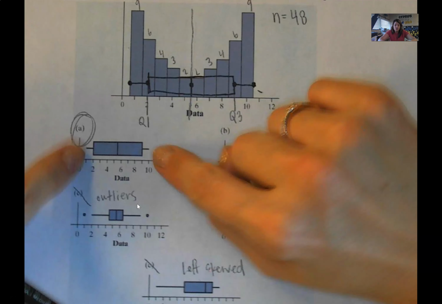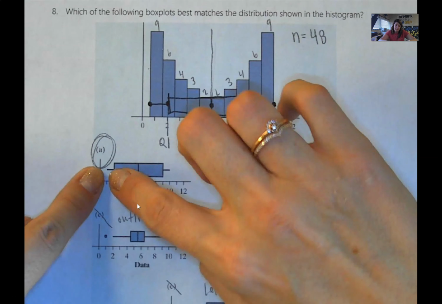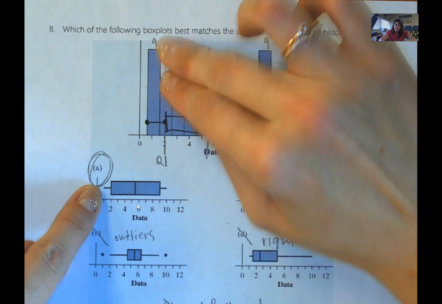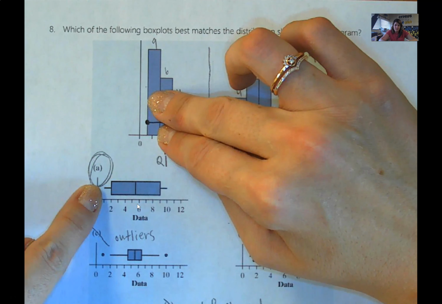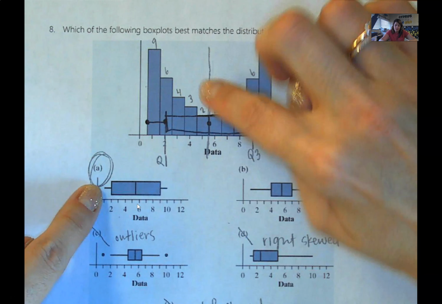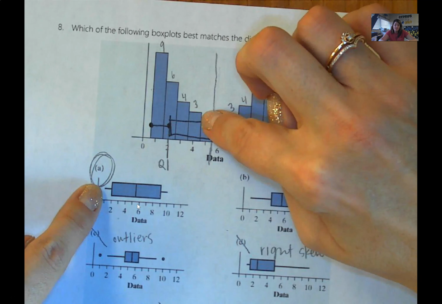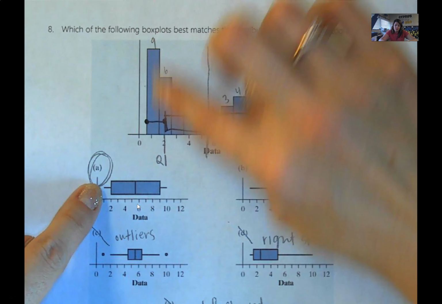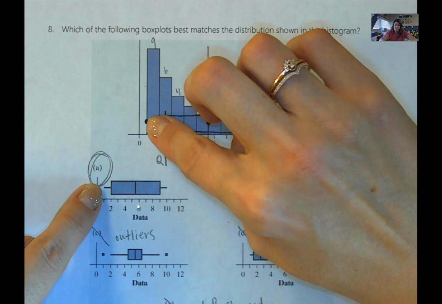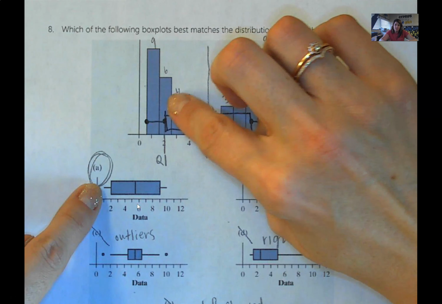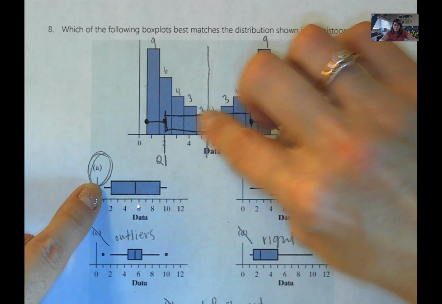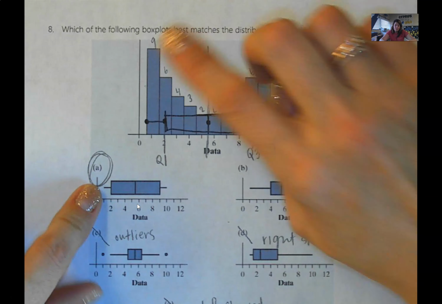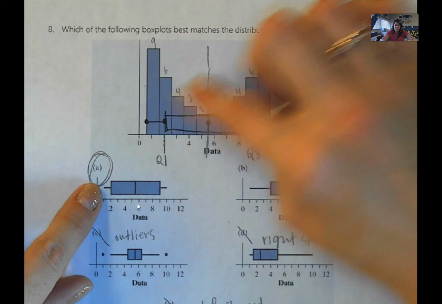The whiskers are very small because this is 25% of the data, and 25% of the data is in the first two bins. But then the next 25% is spread out between three bins. So that's why these whiskers are really short, is because a bunch of the data is in the first two bins, and then the next 25% of data is in the next four bins, then the next four bins, and then two bins.